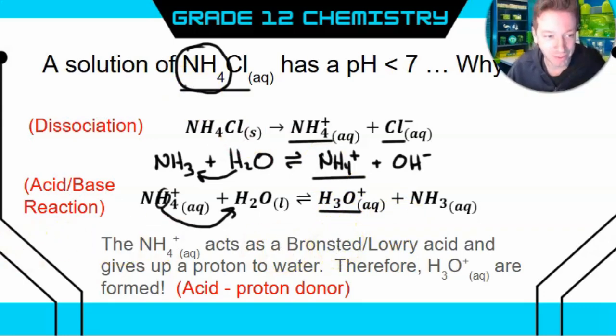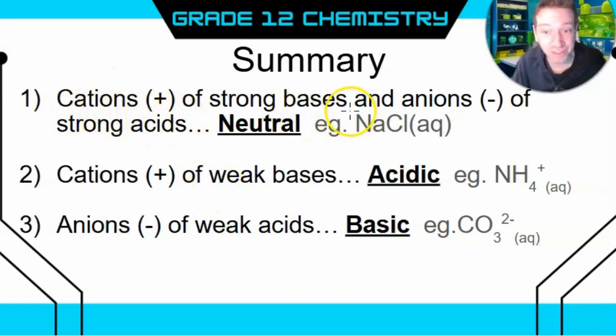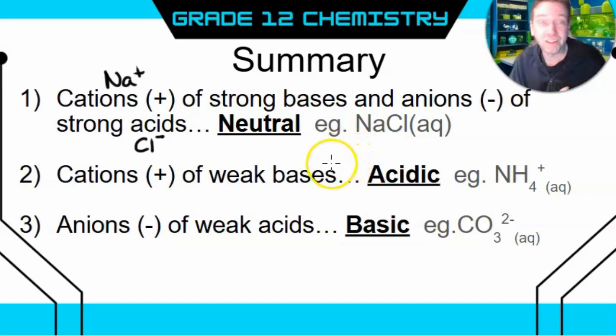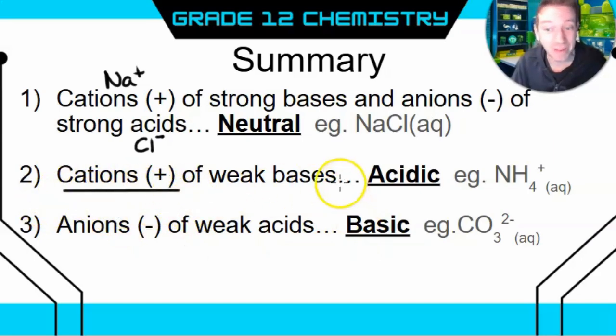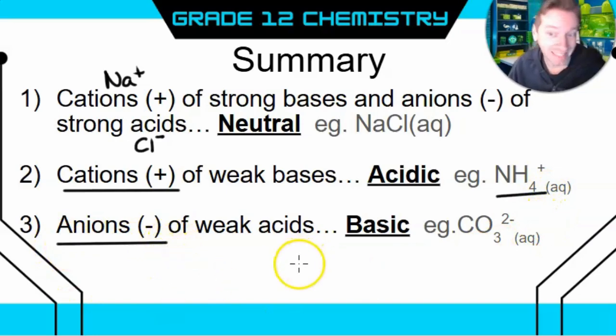How's everybody doing? Let's have a quick recap. So in summary, if we have cations of a strong base, for example sodium, and anions of a strong acid, for example chlorine, our dissolved salt produces a neutral solution. However, if the cation is from a weak base, its conjugate acid is going to create an acidic solution, for example ammonium. But if the anion is from a weak acid, its conjugate base is going to form a basic solution, for example carbonate.